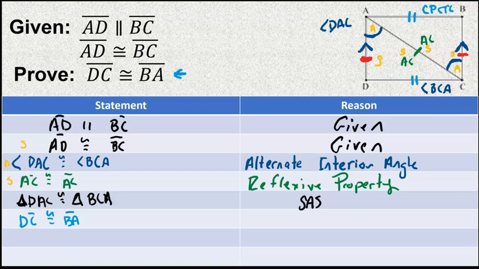So I'm going to make a statement something like, DC is congruent to BA because triangle DAC is congruent to triangle BCA. That's as close to plain English as we can get, and it definitely supports how we could say DC is congruent to BA. Alright, let's take a look at the next example.